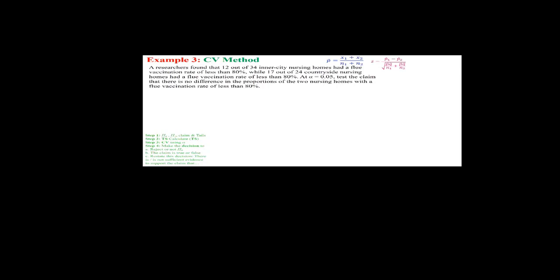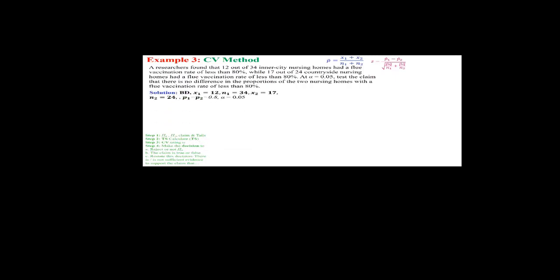Number one, we are dealing with proportion. Number two, we should be able to write the given. Inner city, 12 out of 34. X sub 1 is 12, N sub 1 is 34. And then 17 out of 24, that's X sub 2 and N sub 2. And they had a flu vaccination rate of less than 80%. And we are looking at, of course, alpha of 0.05 and P1 and P2 of 0.8.